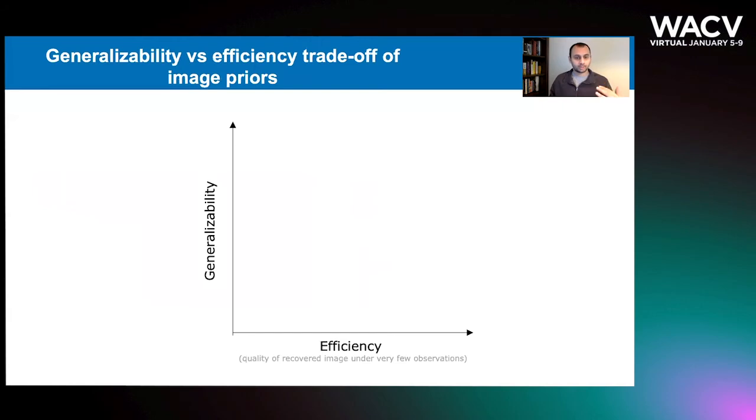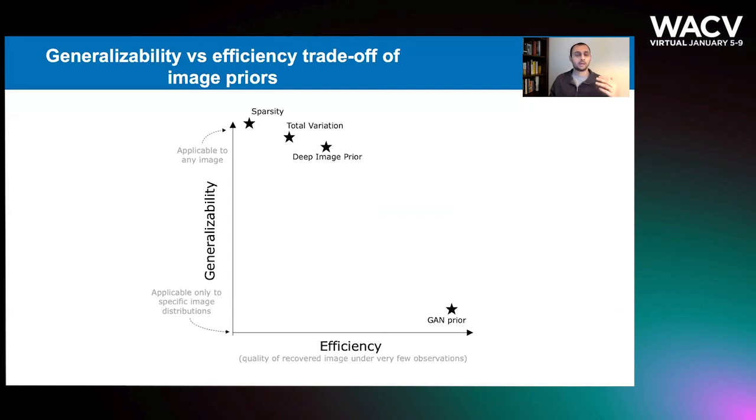To compare it with other priors, we look at two axes: generalizability and efficiency. On the generalizability scale, a prior that is high up is applicable to any image, and a prior that's low is applicable only to specific image distributions. Efficiency is essentially the quality of the recovered image under very few observations.